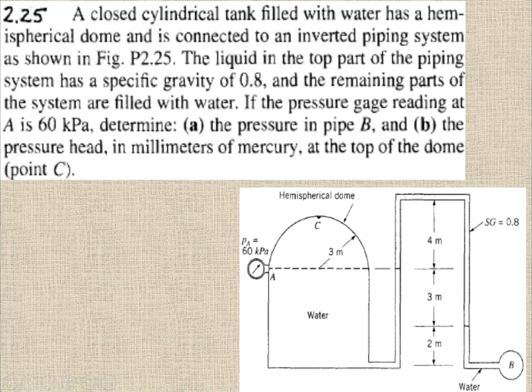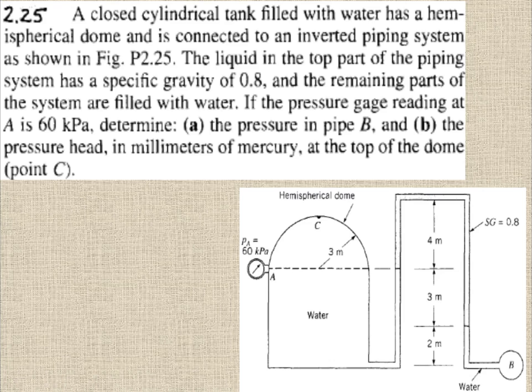Consider this is a container, and this is a pipe passing through in this line, and a small pipe is connected with it to measure the pressure. So this is the pipe B. And the pressure head in millimeters of mercury, that means in the height of the column, at the top of the dome, point C. We have to measure the pressure at point C as well. So two things we have to do: one, measure the pressure at point B, another, measure the pressure at point C. So let's move on to what exactly we have to do first.